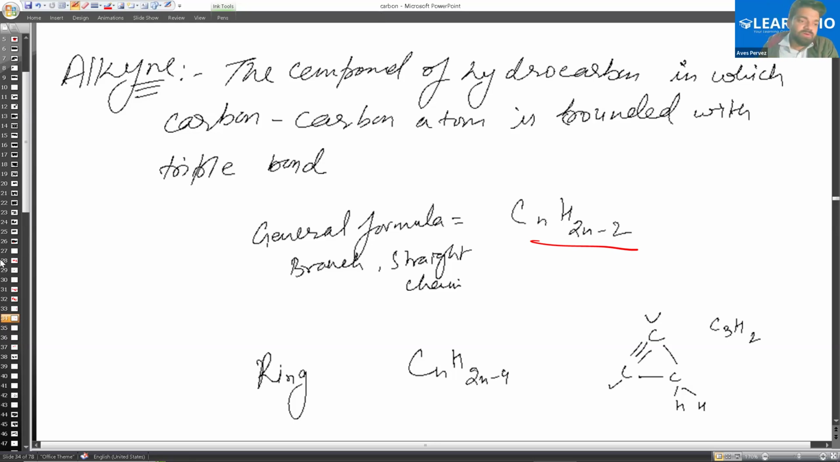Now, tell me which of the following are alkenes and alkynes.